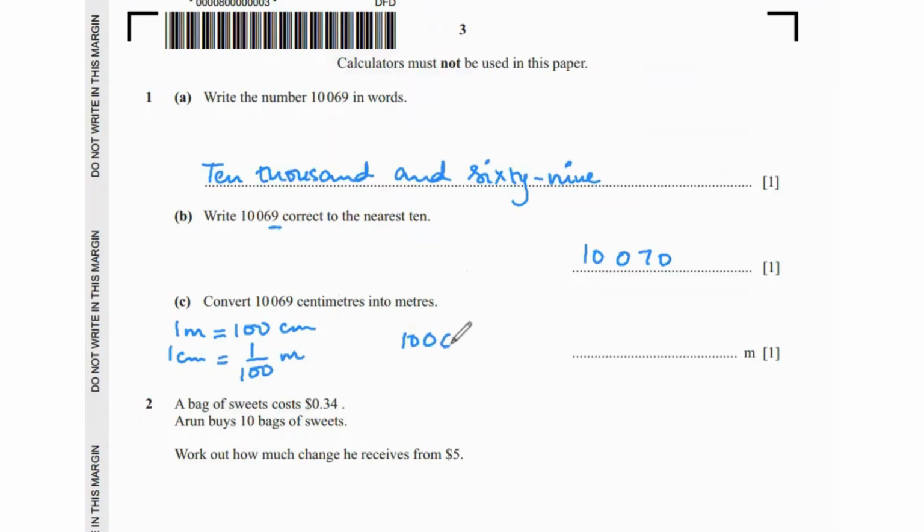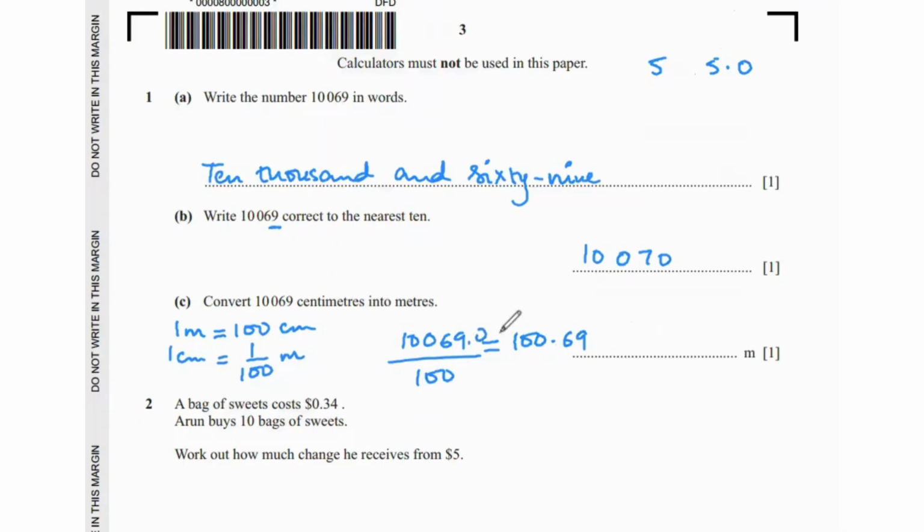So 10,069 divided by 100 is going to be 100.69. The reason why it's 100.69 is that every whole number has a decimal at its end. If I write 5, 5 is the same as 5.0. So remember that 10,069 is the same as 10,069.0.